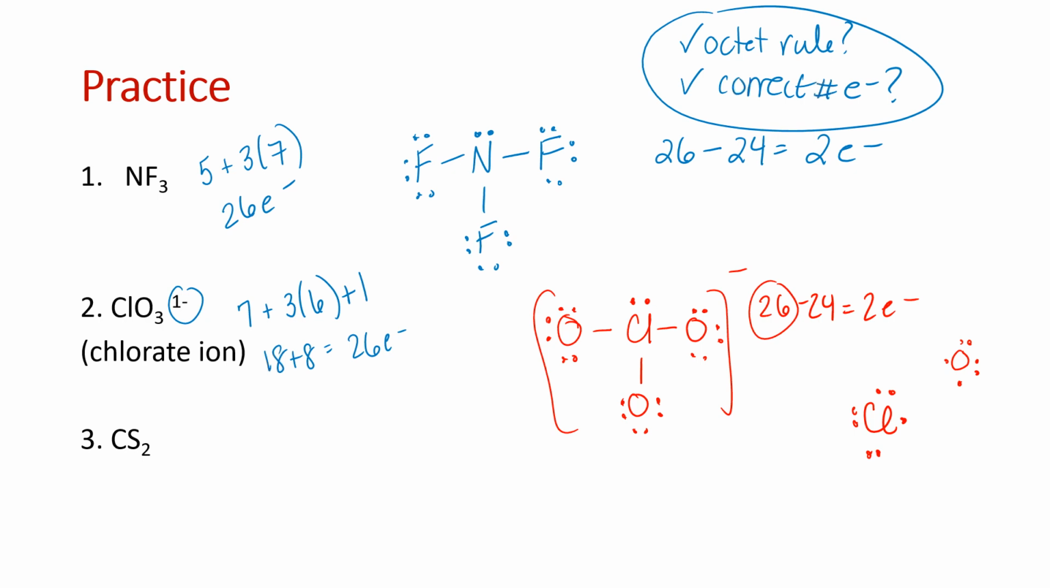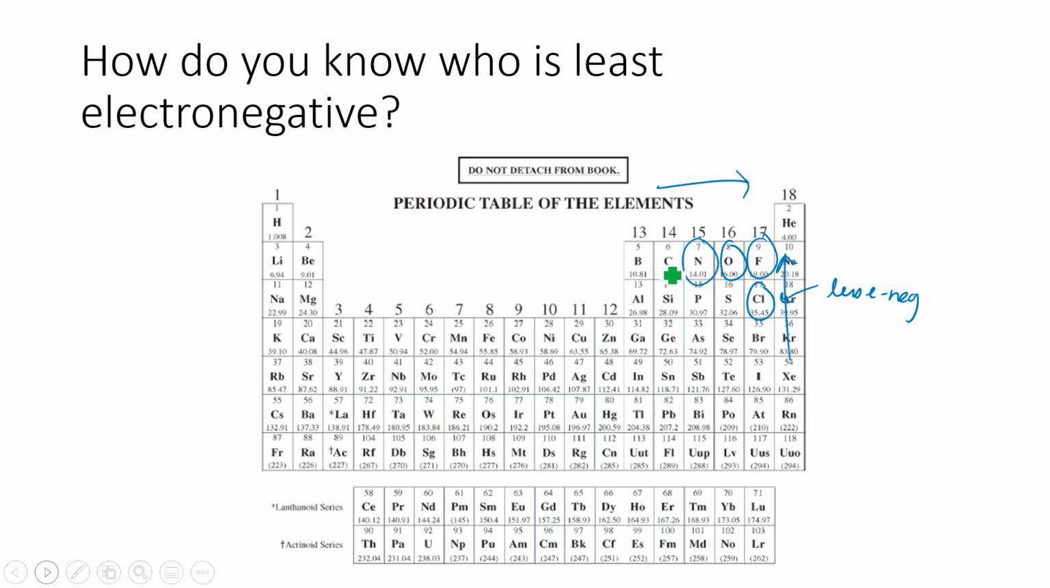Okay, let's look at this last one, CS2. So if you look at carbon, it has 4 valence electrons, and you've got 2 sulfurs, they're each 6, so that adds up to 16. And you put the least electronegative one in the middle. Again, let's look over here. Here's carbon, here's sulfur. So the one further to the left in general is going to be less electronegative.